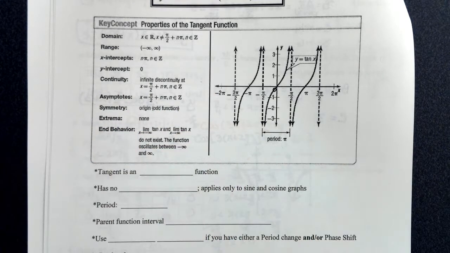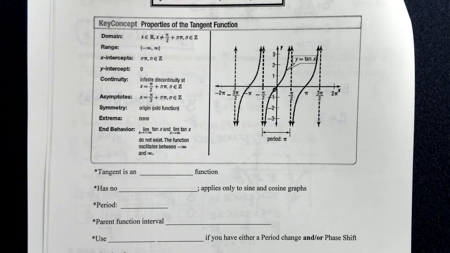The period, if you remember back when we were talking about tangent from the unit circle, because tangent is positive in quadrants 1 and 3, what happens is graphically, instead of having a period of 2 pi, tangent is going to have a period of pi. The graph begins repeating itself after pi units.